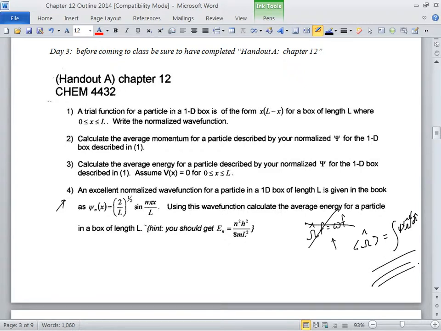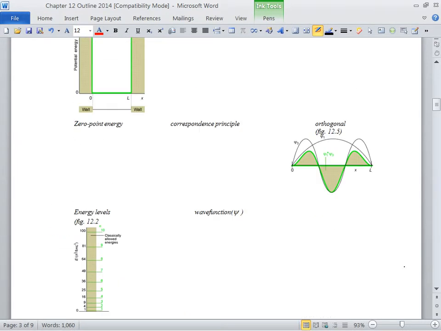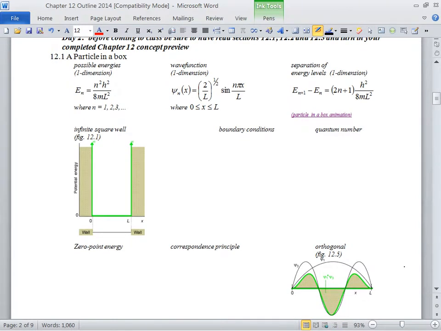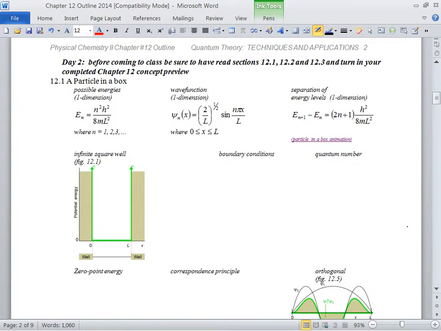Yep. And then you'll get the energies from it. Okay. So that's what you'll be spending your weekend on, deriving that, one of those problems.